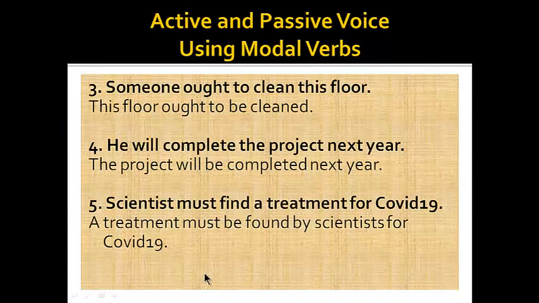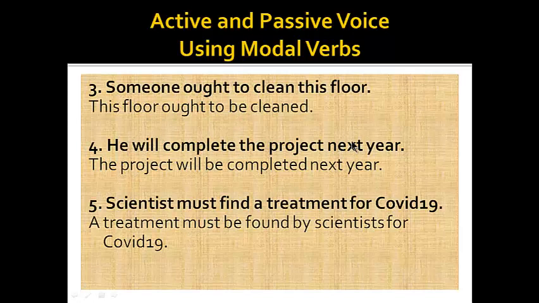In the third example, modal verb ought to is used. Someone ought to clean this floor. This floor is the object, so here it has taken the subject place. The floor ought to be cleaned. If you look at the structure of these sentences in passive form, after the modal verb we need to add be in sentences.